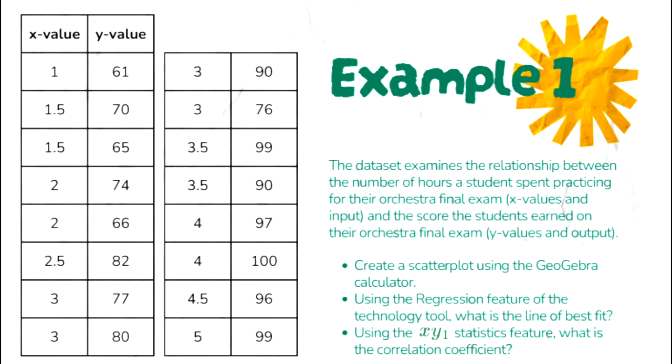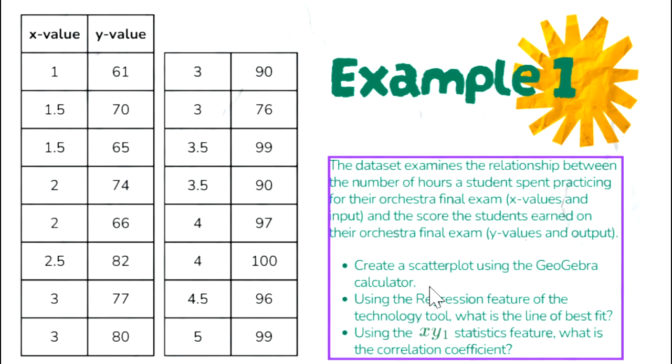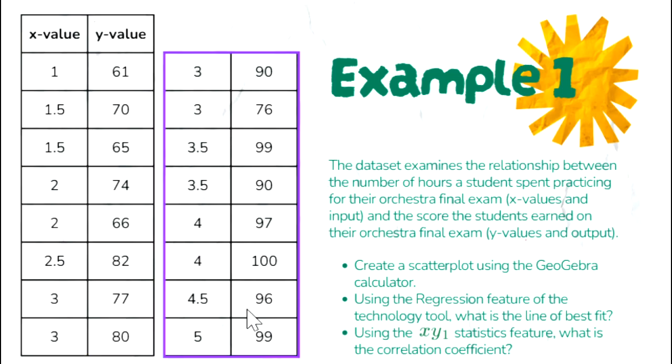All right, let's move on to the next part of the lesson. This is example number 1. The data set examines the relationship between the number of hours a student spent practicing for their orchestra final exam, X values and input, and the score the students earned on their orchestra final exam, Y values and output. So the first thing they want you to do is create a scatter plot using the GeoGebra calculator. You're going to do the exact same thing we just did. Just open GeoGebra, click on table, and enter all these values.